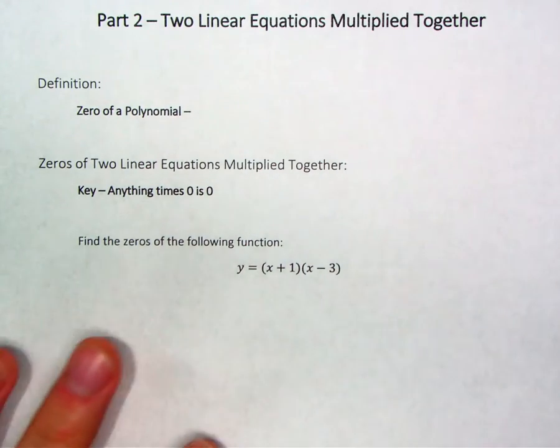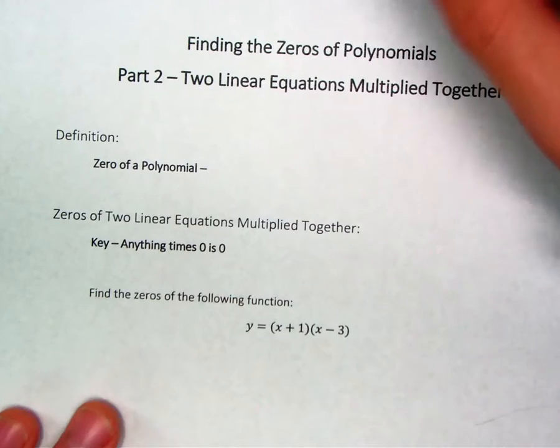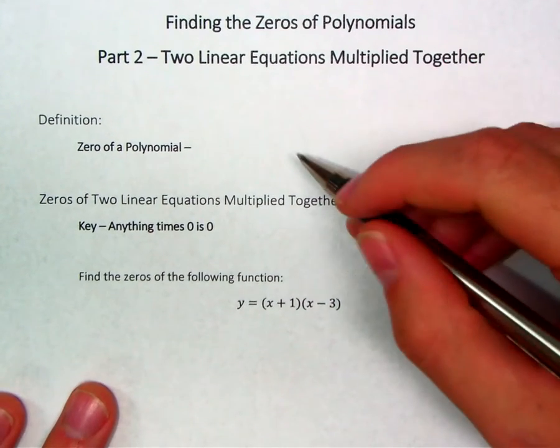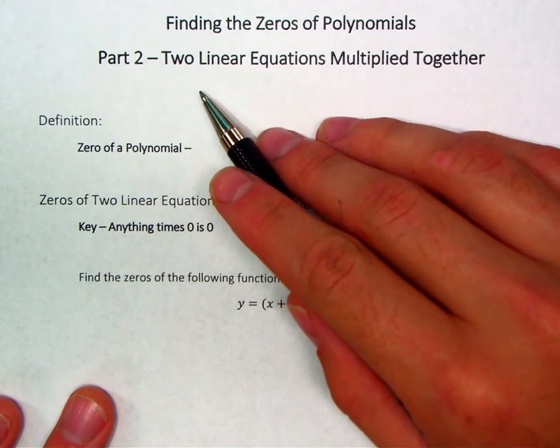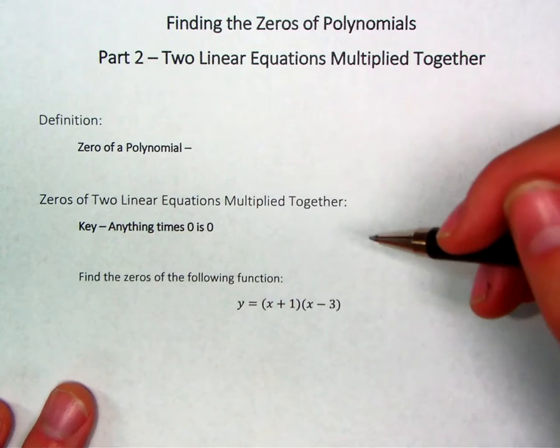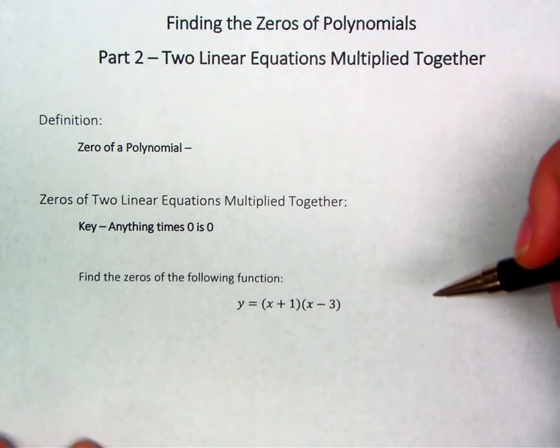All right, class, so this is part 2 of finding the zeros of polynomials. And for this video, we're going to talk about what happens when you multiply two linear equations together and how do you find the zeros of that kind of equation.